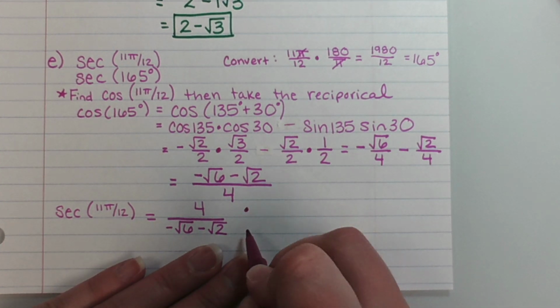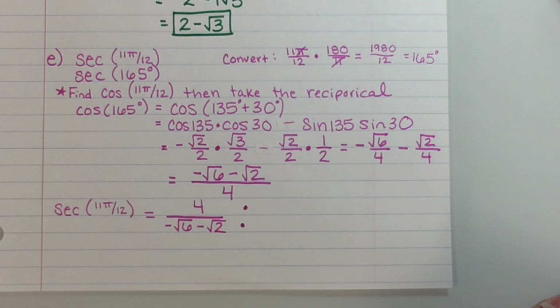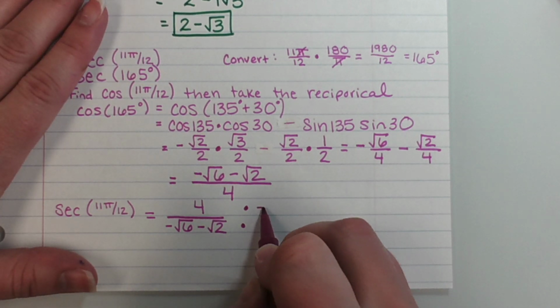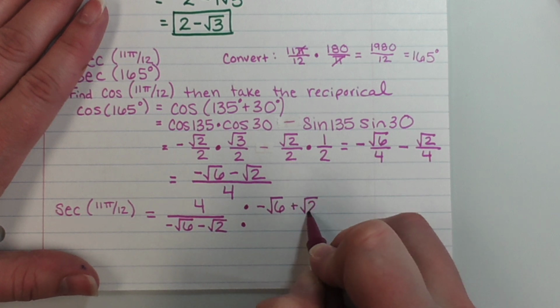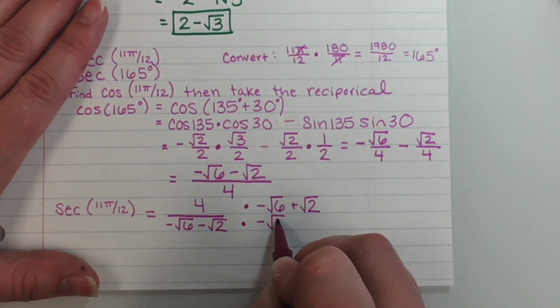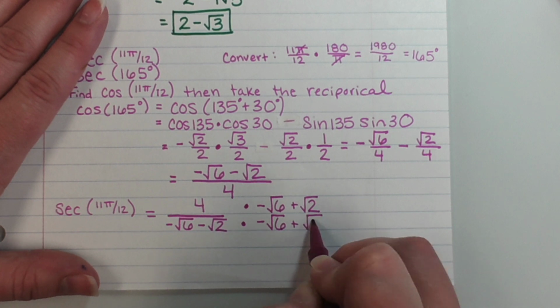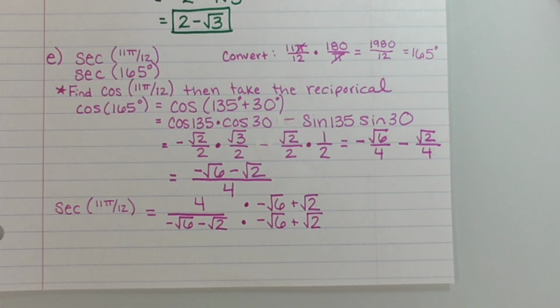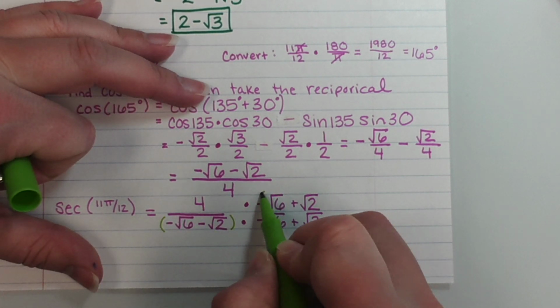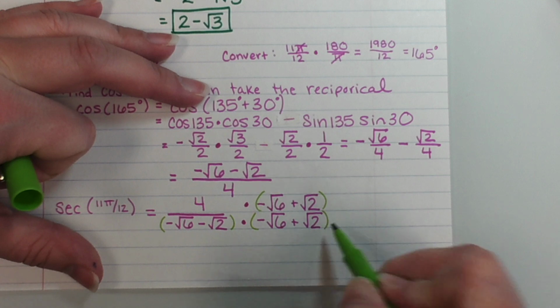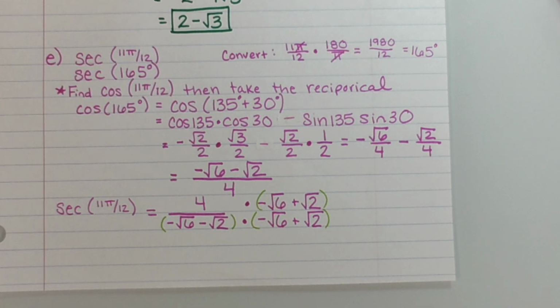What's the conjugate of the denominator? Negative square root of 6 plus square root of 2. You do not change the sign on the first term. Far too often people try to change the sign on the first term. It's not going to do you any good. Remember, you're going to have to do some distribution. Anything with a plus or a minus is technically in parentheses.